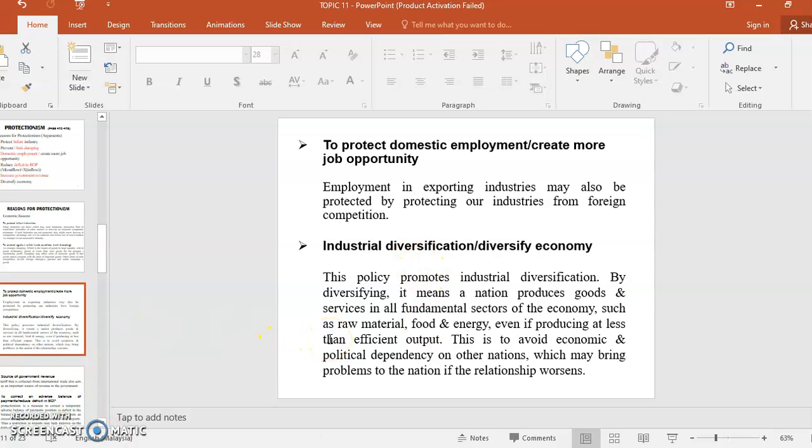And then is industrial diversification or diversified economy. Dia boleh juga cabangkan ekonomi kita lah. So this policy promotes industrial diversification, which means a nation produces goods and services in all fundamental sectors of the economy, such as raw material, food and energy.